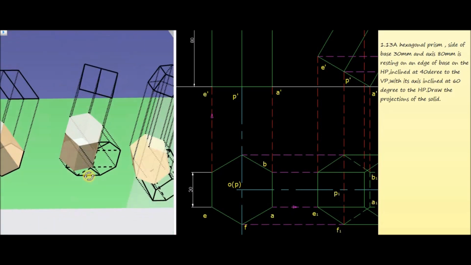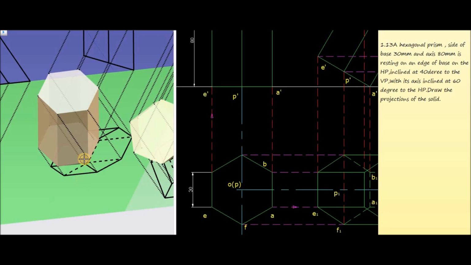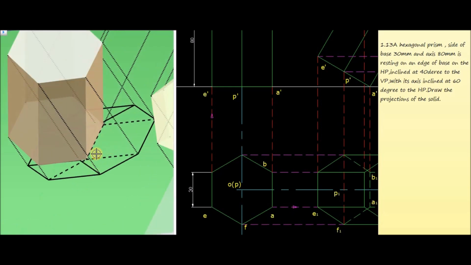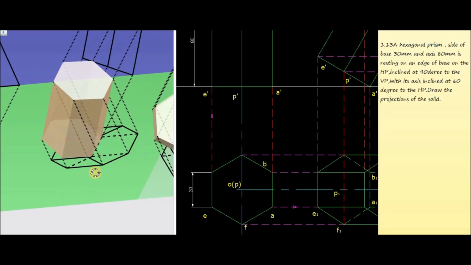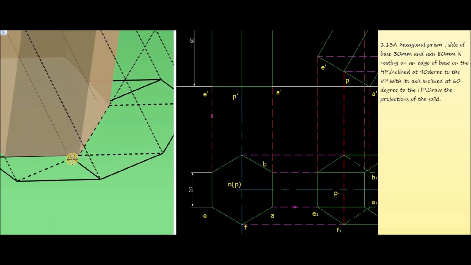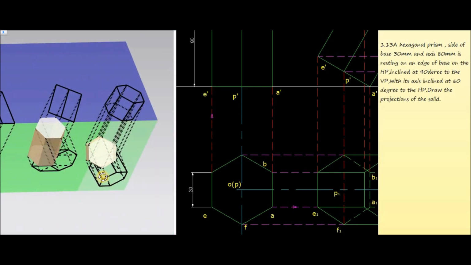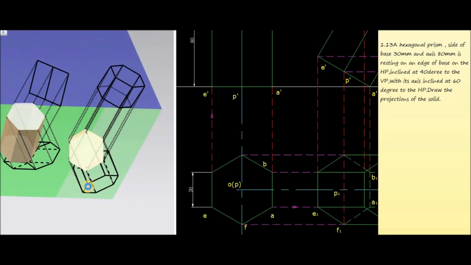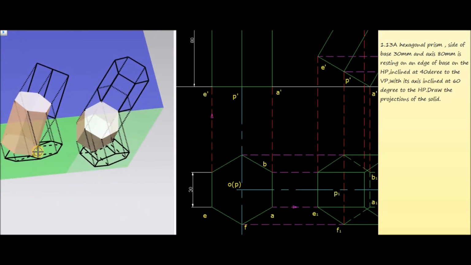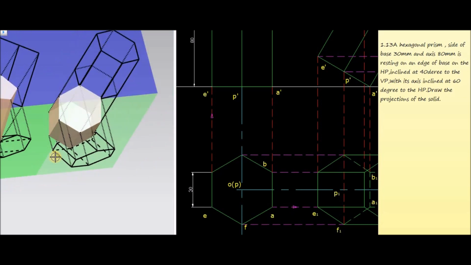Then in the question it is given that the hexagonal prism makes an angle of 40 degrees with the VP from one of its base edges. That means let us assume that this is the edge AB where the hexagonal prism rests. Now this edge AB makes an angle of 40 degrees to the vertical plane. That means we have to tilt this hexagonal prism again. Now this is the edge AB. This edge AB makes 40 degrees with the XY line.